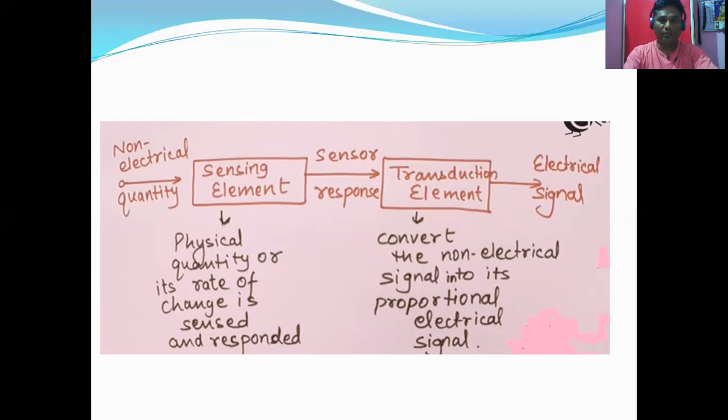In between the input and output, we follow two main components. The first one is the sensing element, the second one is the transduction element. The sensing element converts the physical quantity to a sensing signal. The sensing signal is then converted to an electrical quantity or electrical signal. Okay.